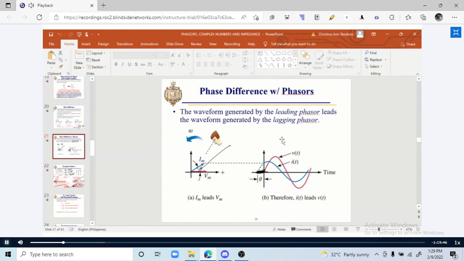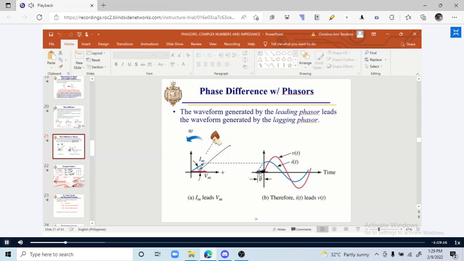So going in here, we have a phase difference with phasor. The waveform generated by the leading phasor leads the waveform generated by the lagging phasor. Let's say, for example, herein, we have the IM, the maximum current, which leads the maximum voltage. We have the IM, which is the blue arrow, and the VM, which is the pink arrow.